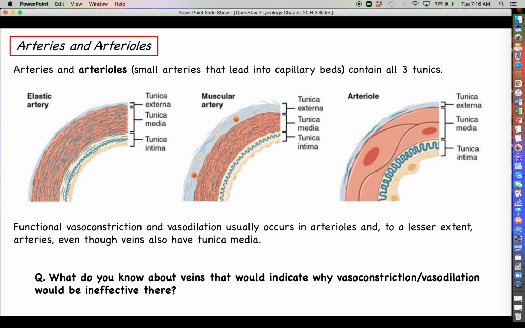But ultimately, whether it's arteries or arterioles, veins also have tunica media. But you might want to be thinking about this. What is it that you know about veins that would indicate that vasoconstriction and vasodilation would be kind of pointless there? So be thinking about the idea that the veins are on the other side of the capillary bed, and if we want to achieve vasoconstriction and vasodilation, it's usually because we want to conserve resources like oxygen and other nutrients for the tissues that need them most. So be thinking about why vasoconstricting the veins may not be a good way of doing that.